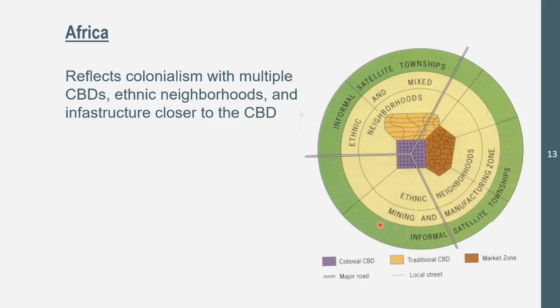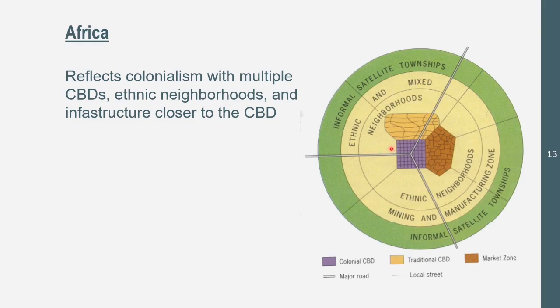Now we got Africa, primarily Sub-Saharan Africa. We may also see this with some northern African cities. So this reflects colonialism with multiple CBDs. As we can see here, we have the traditional CBD, the market zone, and the colonial CBD. It also has ethnic neighborhoods, because policies are implemented to create boundaries for ethnic neighborhoods. And we also see infrastructure closer to the CBD, primarily the colonial CBD.